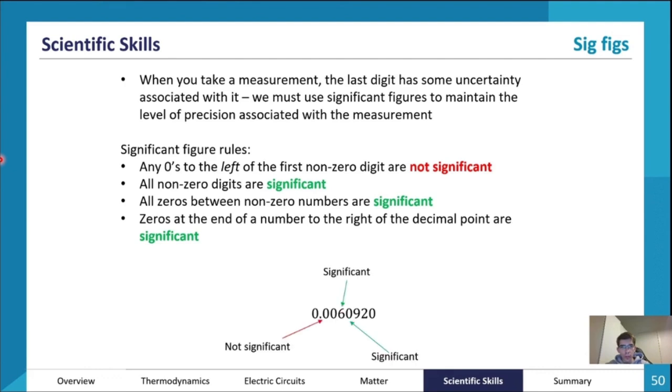Now, when you collect results, you have to make sure you understand what significant figures are. The number of significant figures in this example would be 5. Any 0 before that 6 wouldn't count as a significant figure. So significant figures are any number after the first non-zero digit.